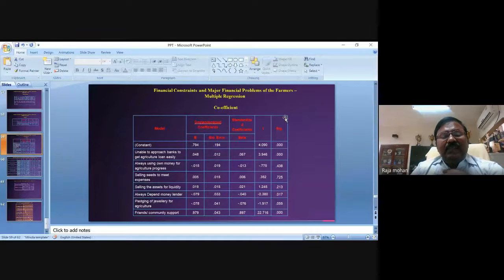And finally, these are the details you can remember. Almost, individually we can see the statements. The statements we have are financial constraint and major financial problems. These are the concepts, and financial problem is the dependent and these are the independent variables, and the result shows like this. Whether it is agreeing or not, I told you, you have to start with R.